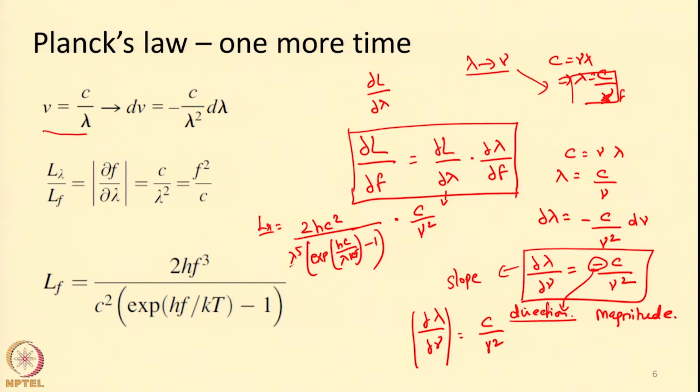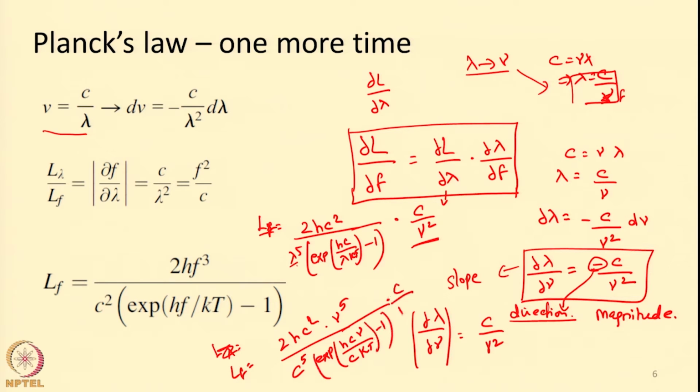Now we have to replace all the lambda with respect to nu, because this relationship is newly found between lambda and nu. Now we start substituting it. Rather than writing L_λ, this is L_f. L_f is equal to 2hc² into exponential of hc/(c/ν)kT minus 1, into c/ν².